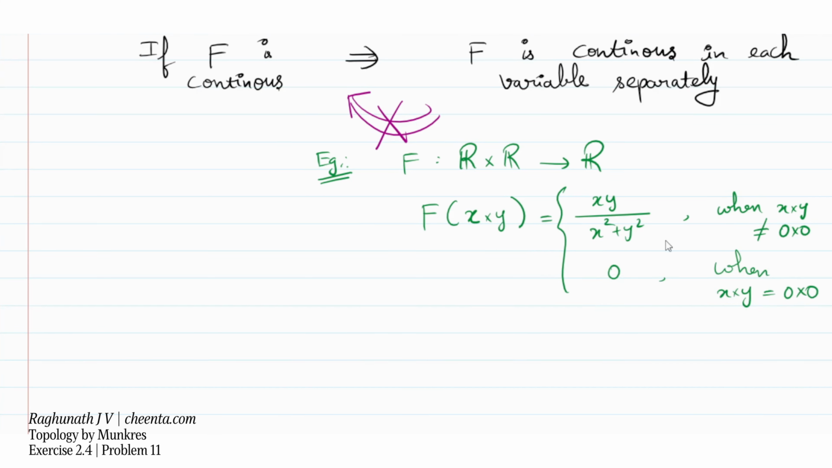You can consider the function F in each variable separately and prove that it is continuous. The function will look like y naught x by y naught square plus x square. This will be your function h of x, and it turns out to be continuous. Similarly, you can prove that k of y is also continuous. But capital F will not be continuous in R cross R. Think about it. We will discuss more problems.